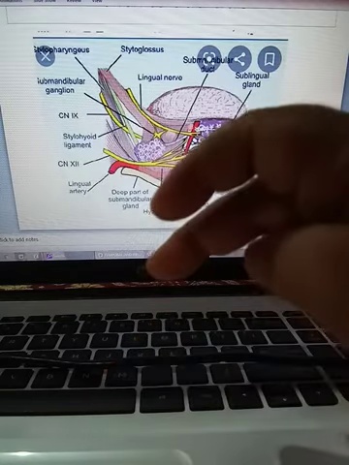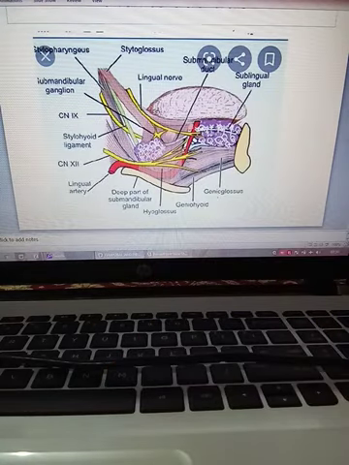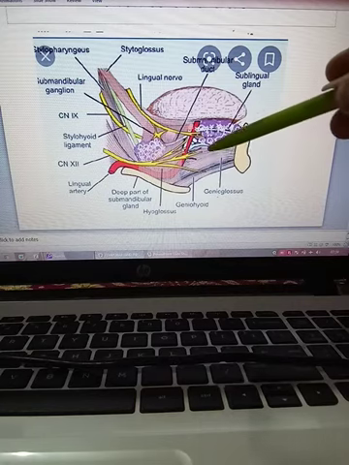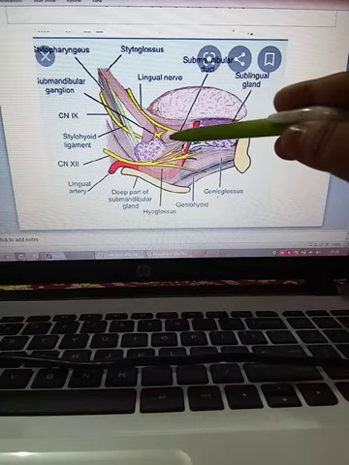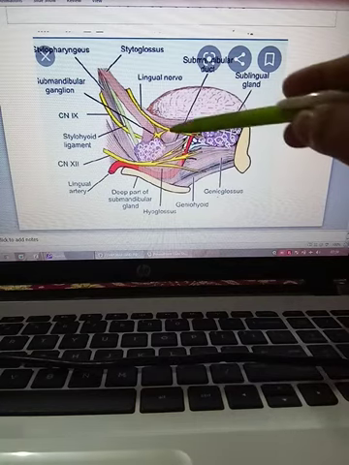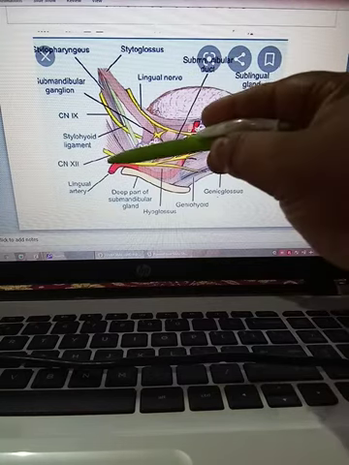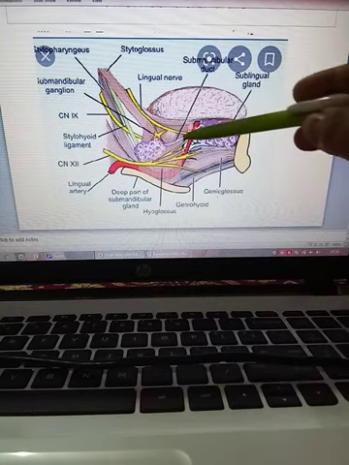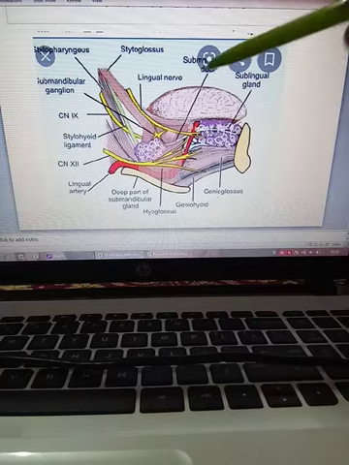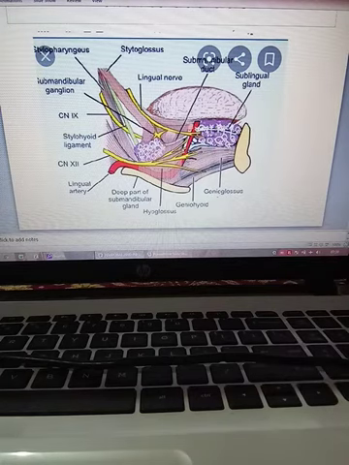After that, again here, this is your submandibular duct, present between the lingual nerve and the hypoglossal nerve. The lingual nerve is winding around the submandibular duct, and it ends up in the sublingual papilla.